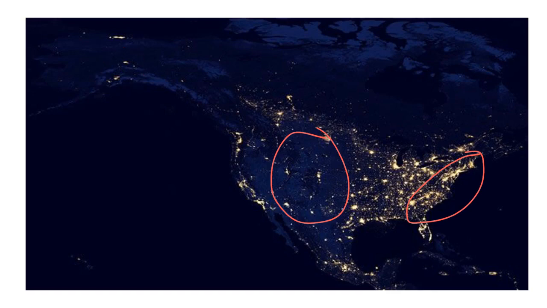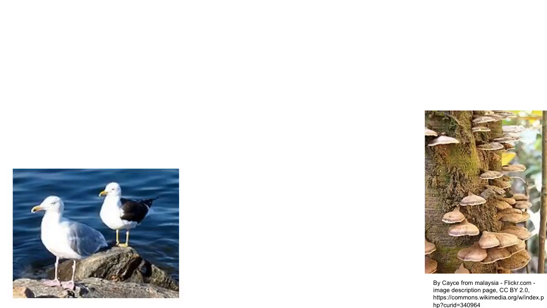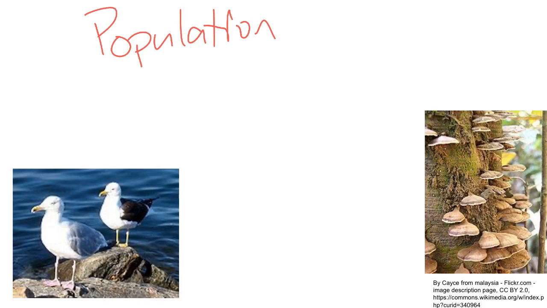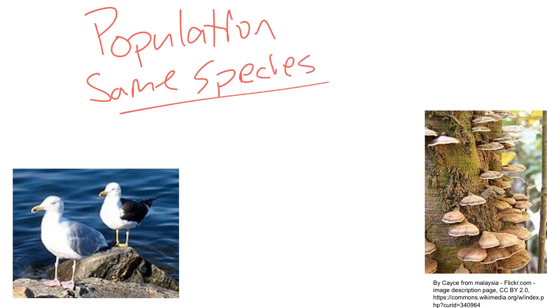And we're going to apply these same concepts of population and population density to our own ecosystems and be able to analyze that ecosystem. So what is a population? Well, a population is a group of the same species living in an area. Species. It's got to be the same species living in a certain area.